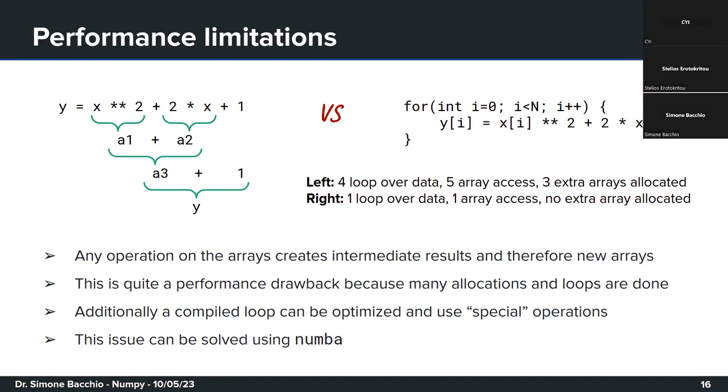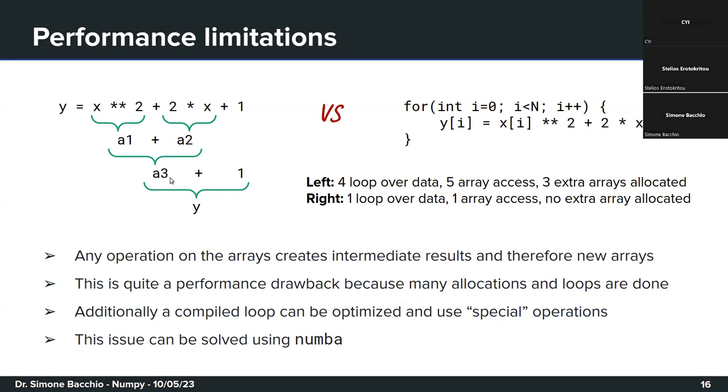So the left one, we are creating all these intermediate arrays. The other, we are doing all at once. So the fastest here is the right one. Because like we discussed, here it's only one for loop over the data. We are reading X only once, we do certain operations, and we write it out.